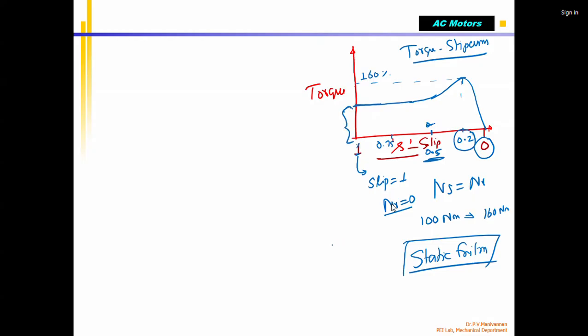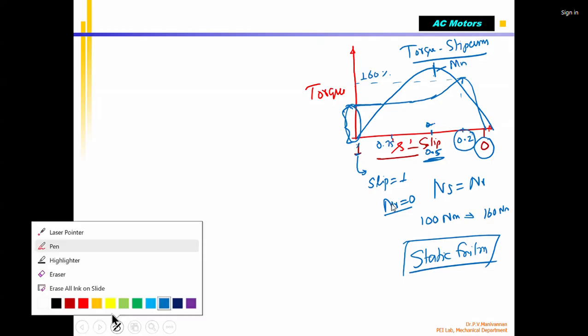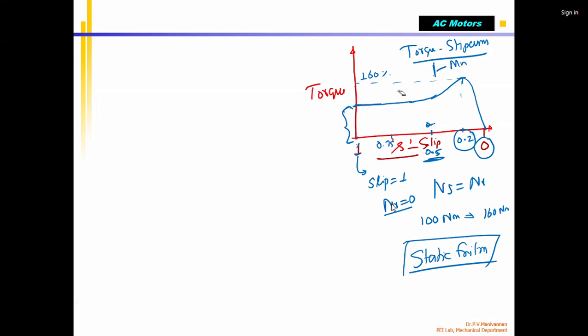But in the case of an IC engine, the torque goes something like this. This is the max torque at a particular RPM. At standstill, the engine torque is 0. But an electric motor gives almost the maximum torque, close to maximum. That is one of the advantages of the electric motor, which is not there in the case of an IC engine. So that's why we go for the electric motor.